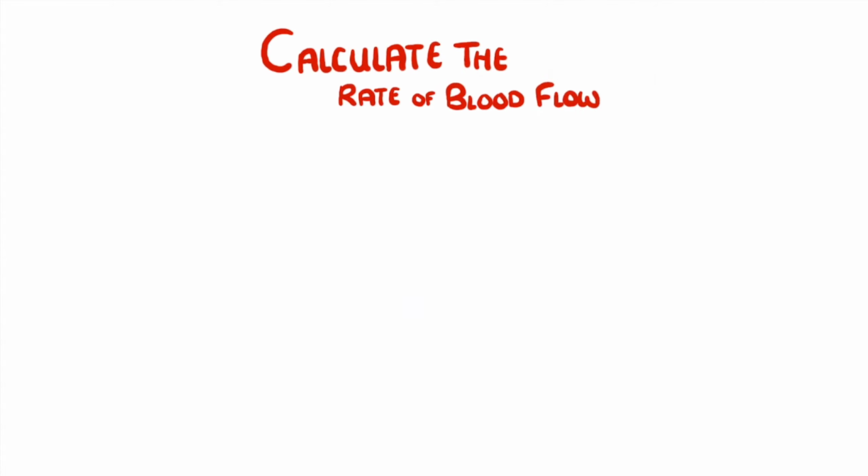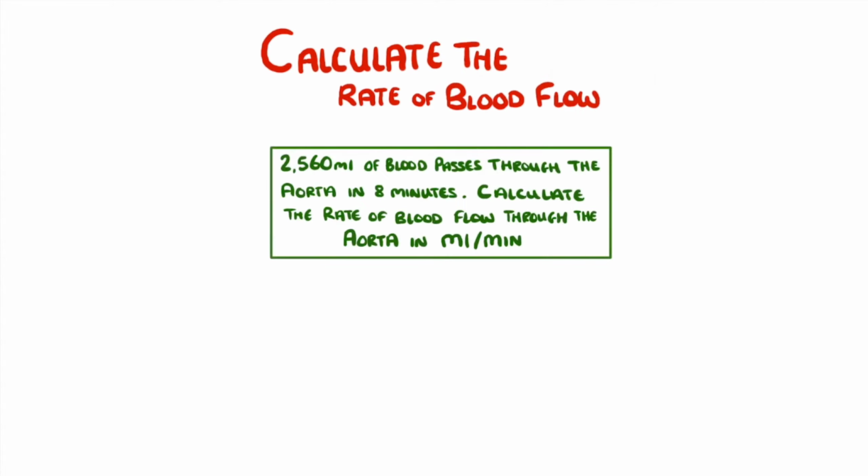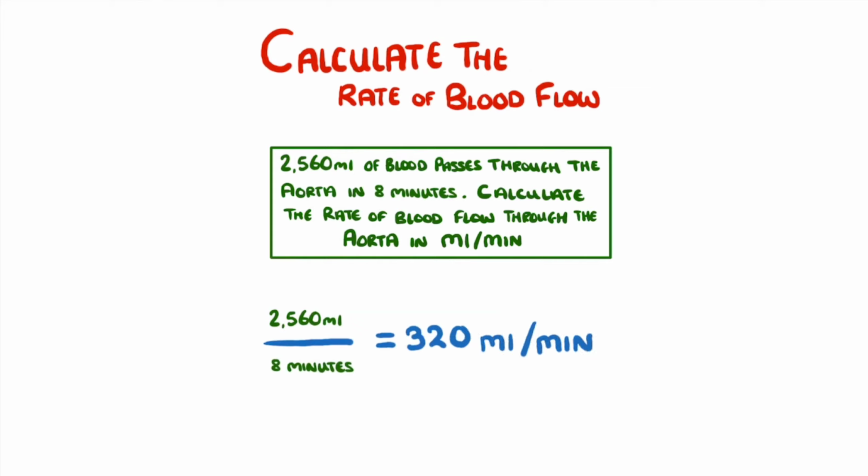Before we finish, let's quickly cover how to calculate the rate of blood flow. A typical question could look something like this. 2,560 ml of blood passes through the aorta, which is the big artery that leaves the heart, in 8 minutes. Calculate the rate of blood flow through the aorta in milliliters per minute. So in a question like this, we would just divide how much blood has flowed, so 2,560, by the time it took, so 8 minutes, which gives us 320 milliliters per minute.